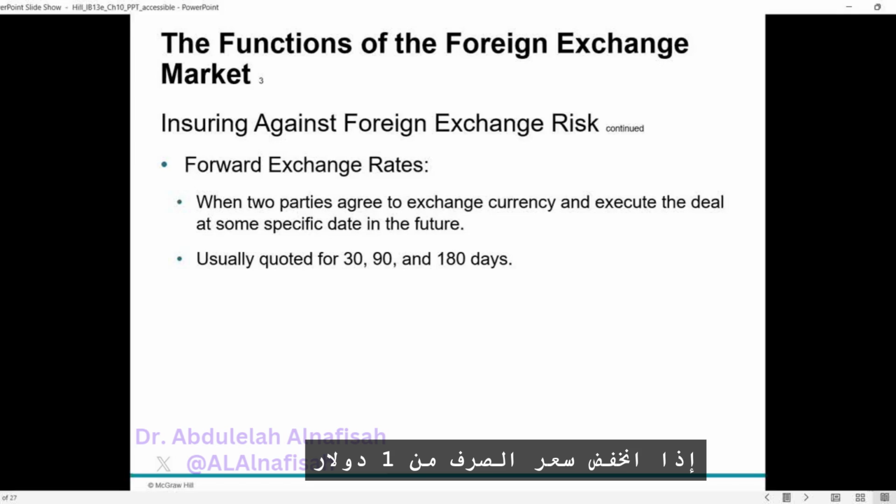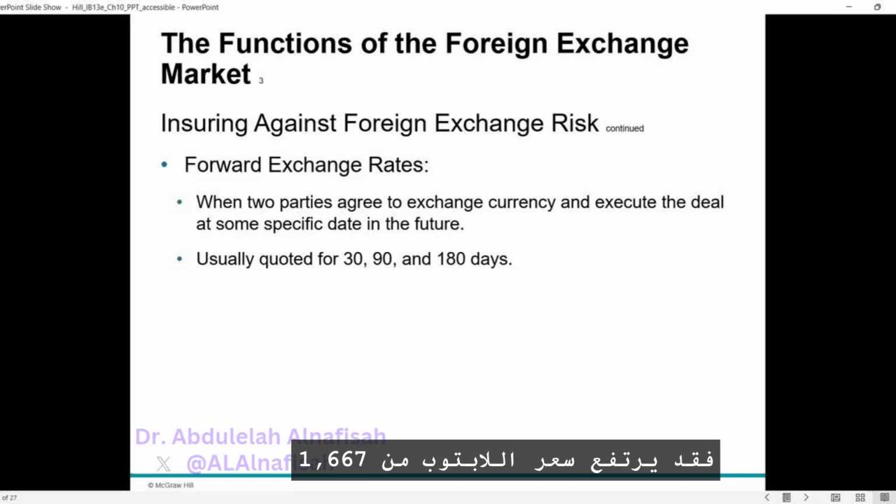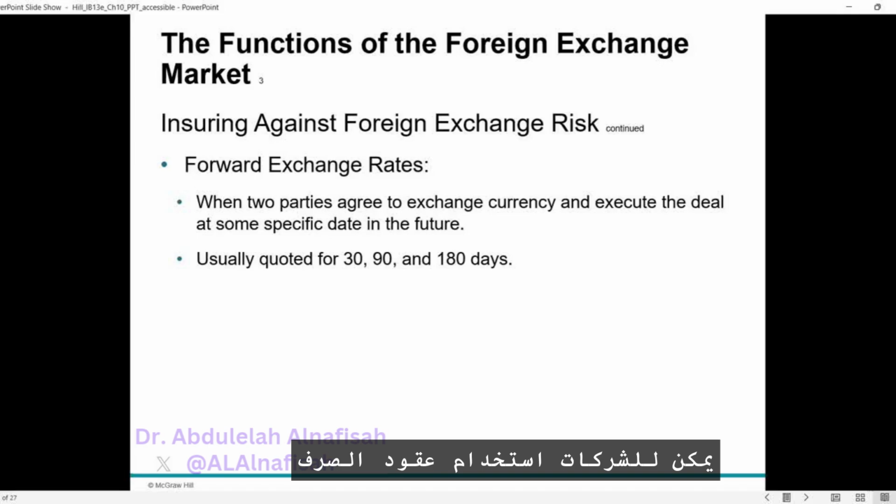If the exchange rate drops from $1 equal 120 yen to $1 equal 95 yen, the cost per laptop could rise from $1,667 to $2,105, turning a profitable deal into a loss. To protect against this, companies can use forward exchange contracts, which lock in an exchange rate for a future date.